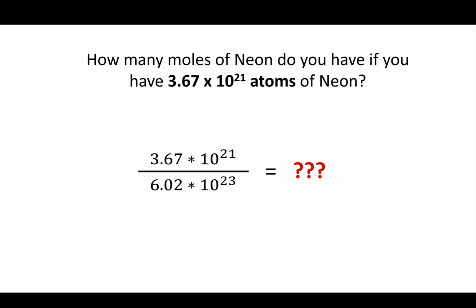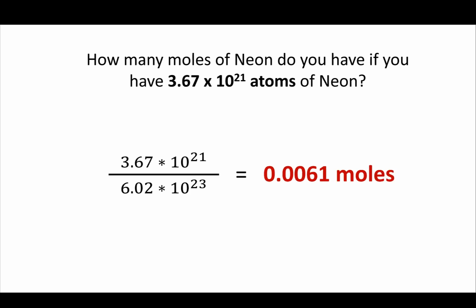So you take the number, divide it by Avogadro's number, and you get your answer. If you just put this into a calculator, you will get 0.0061 moles. So it's not very many, but that's okay. That doesn't mean that it's the wrong answer. 0.0061 moles of neon, that's how much you would have if you had this many atoms.